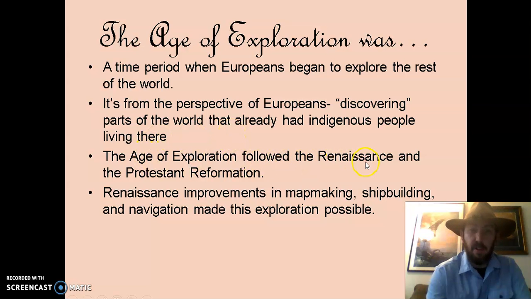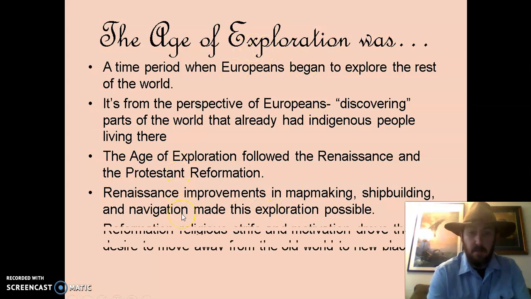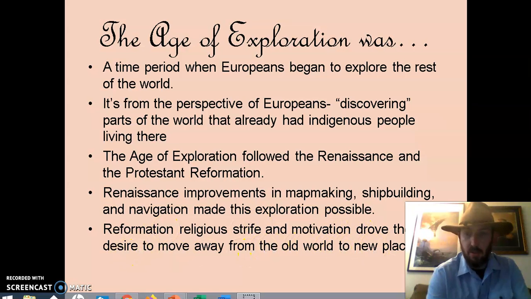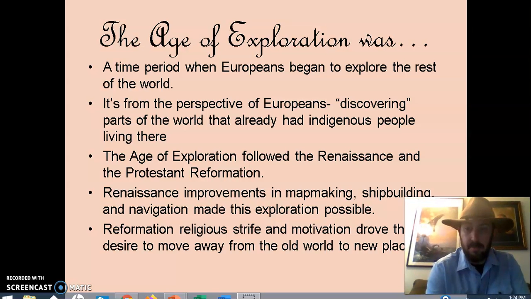The Age of Exploration followed the Renaissance and the Protestant Reformation. And actually, a lot of these took place at kind of the same time. We'll go over a timeline in a little bit. Renaissance improvements in map-making, shipbuilding, and navigation made this exploration possible. And the religious strife of the Reformation and the motivation from that drove the desire to move away from the old world, the European world, into new places.